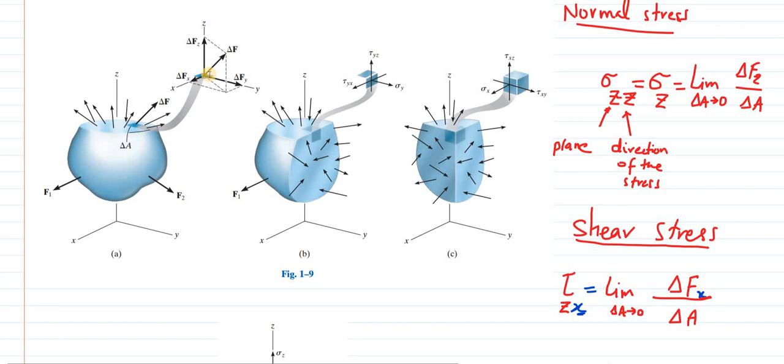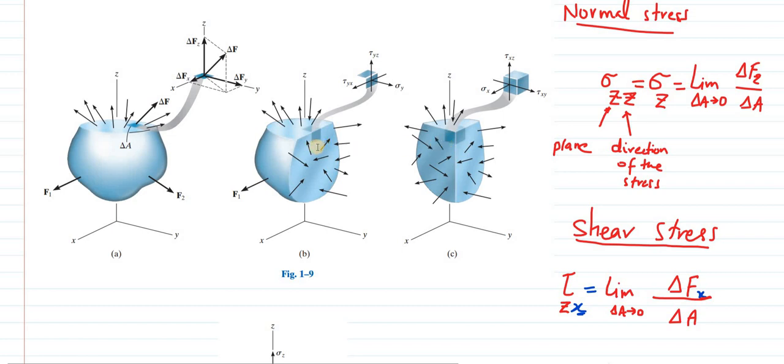We could consider other cutting planes. For example, if now you further cut a plane such that the normal to the plane is along the y-axis, then this cross section will be exposed. And if we cut another section, normal to the x-axis, then these internal loadings will be exposed, acting on this section.